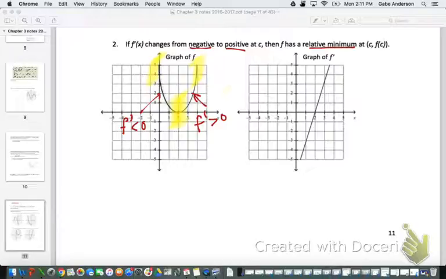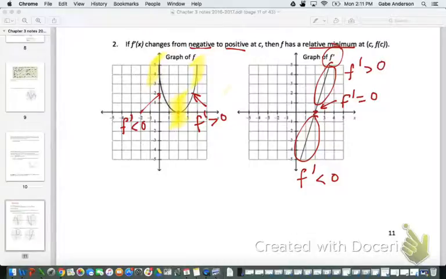Now over here on the right, we're looking at a graph of f prime, which could be illustrated this way as well. Right here at x equals 2, I've got a place where f prime is equal to 0, making x equals 2 a critical number. Again, we can see that f prime is below the x-axis, which means f prime is negative. And over here we can see that f prime is above the x-axis, meaning that f prime is positive. Since f prime went from negative to positive, f must have a relative minimum at that critical number.